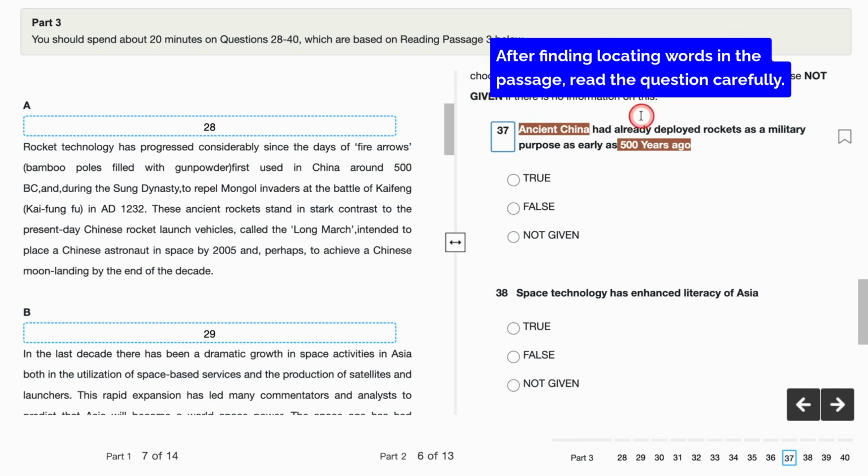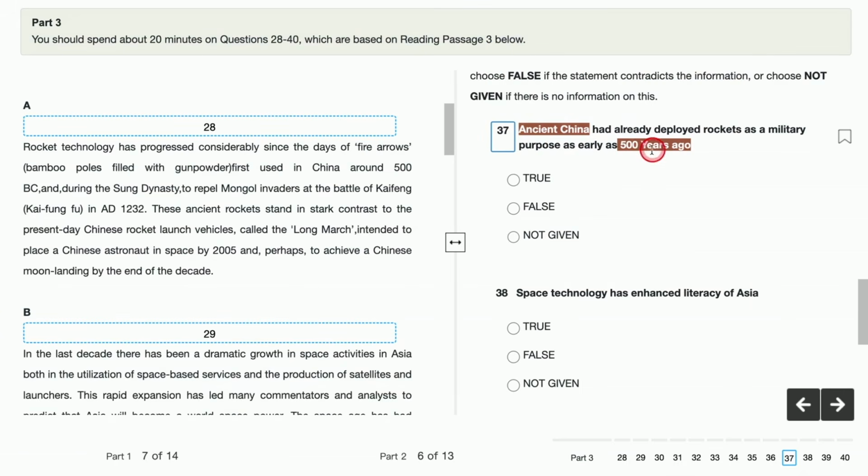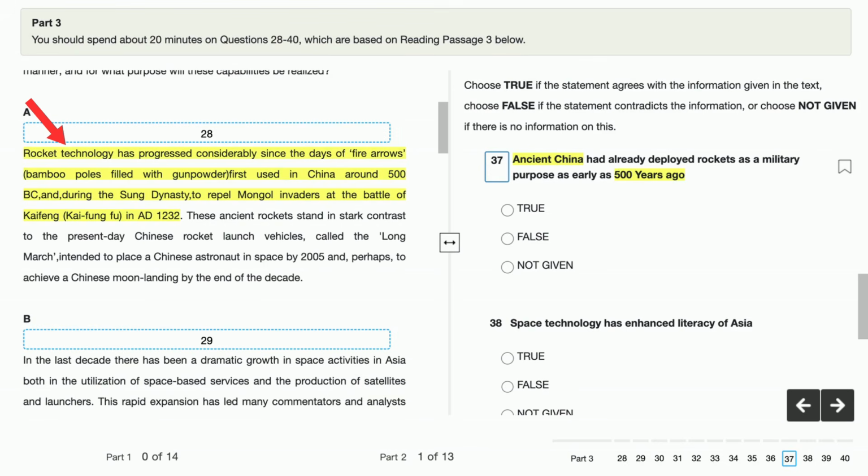So now we need to read the question carefully. Ancient China had already deployed rockets as a military purpose as early as 500 years ago. These two are just locating words. I think the key information here is using rockets as a military purpose. Now, I will play the audio for this paragraph. You try to find out if it mentions China used rockets as a military purpose.